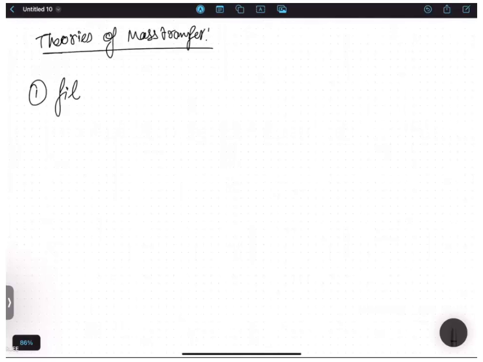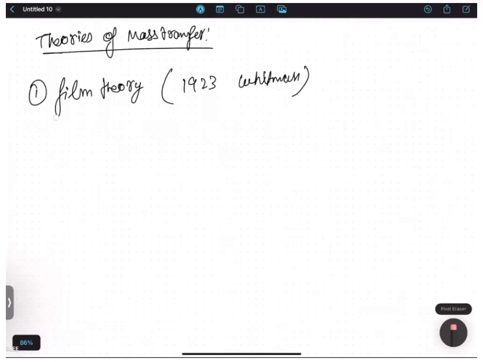No need to put a heading, you can make the notes later on. Just understand the theories of mass transfer. So the first theory is film theory. Okay, it was given in 1923. It was given by Whitman.